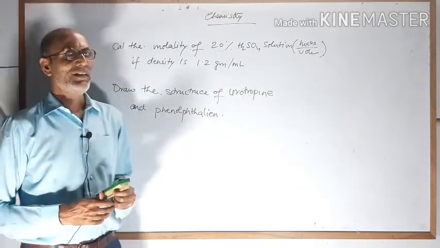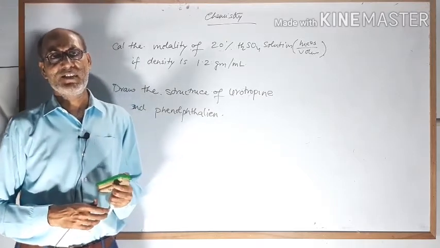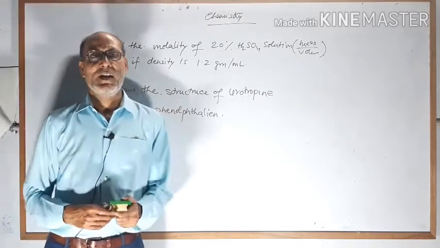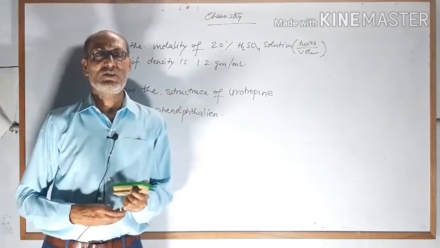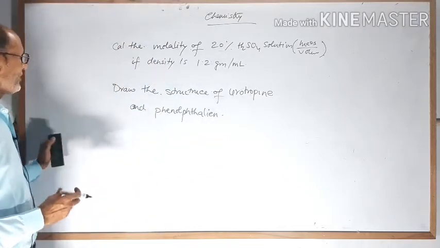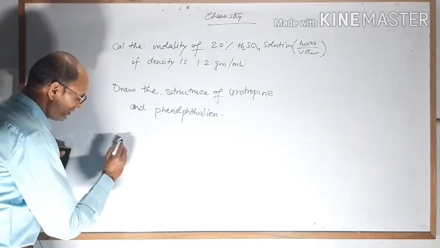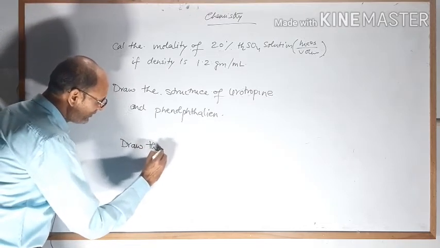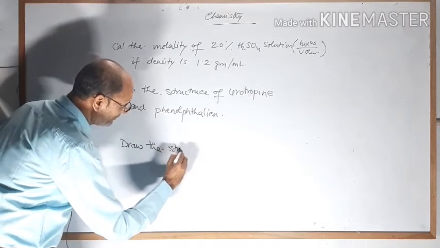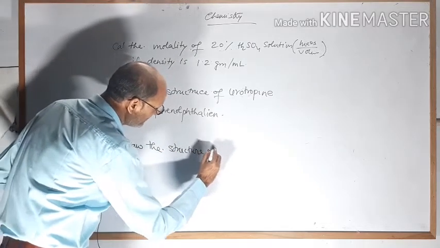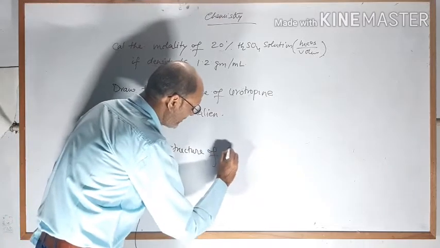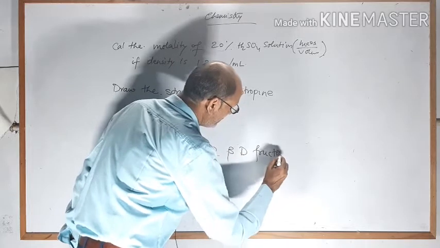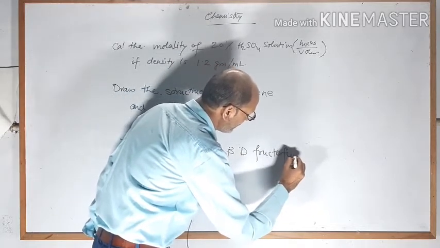So dear students, there are 3 things I have studied in Henry's law. One is the statement, second is the limitation, third is the application. Now the next question for you. Draw the structure of beta D fructofuranose.